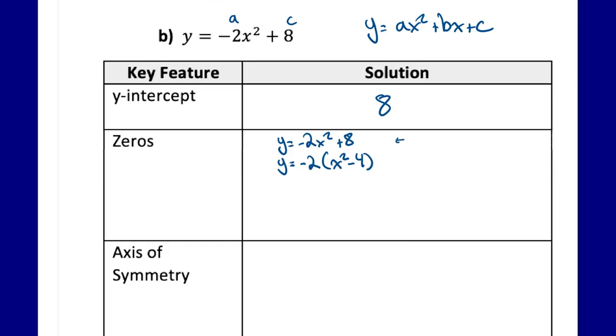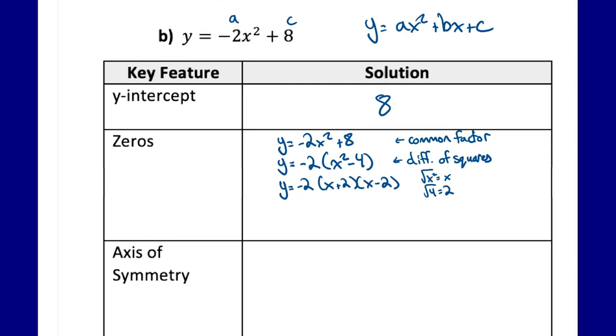So the first thing we want to do is common factor. So negative 2 times x squared minus 4. And now this next one, in the brackets, looks like a difference of squares. That's one of the special cases that we dealt with in our previous lesson. I can factor this because the square root of x squared equals x, the square root of 4 equals 2, and there's two terms separated by a subtraction. So I can rewrite this as y equals negative 2 times x plus 2 times x minus 2.